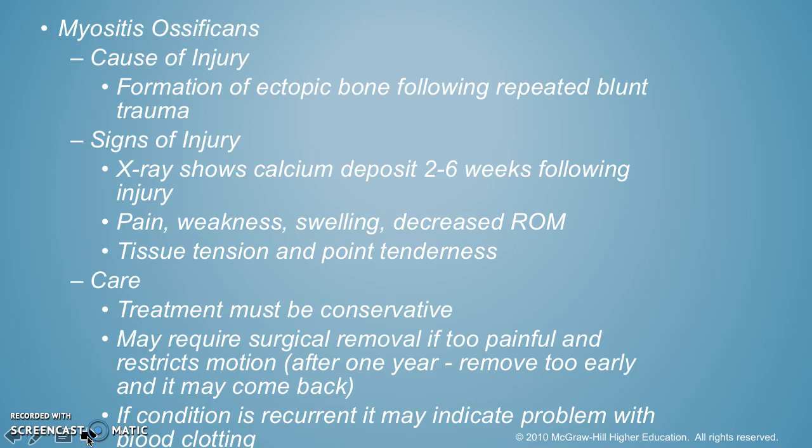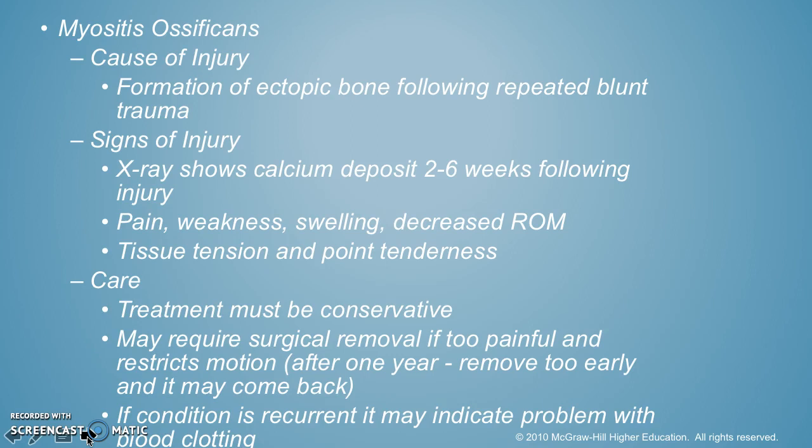All right, here is myositis ossificans. It's the formation of ectopic bone following repeated blunt trauma. Repeated, so a running back gets hit over and over again. Other football players, wrestlers, people that just get hit, nailed in the same spot. The signs of injury: the x-ray is going to show that calcium has been deposited about 2 to 6 weeks following when they recall the injury happening. They're going to be in pain, they'll be weak, with swelling, some decreased range of motion, and some point tenderness.